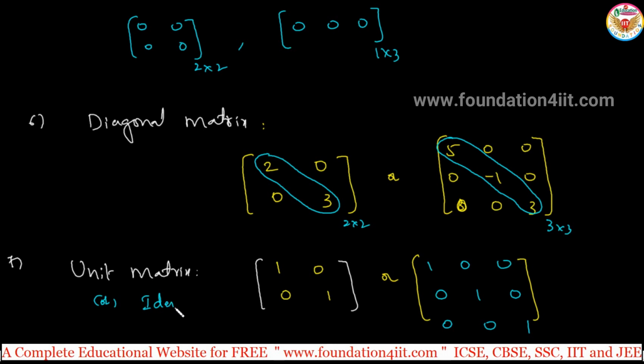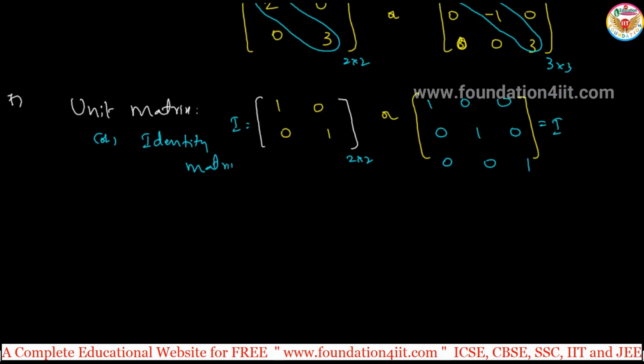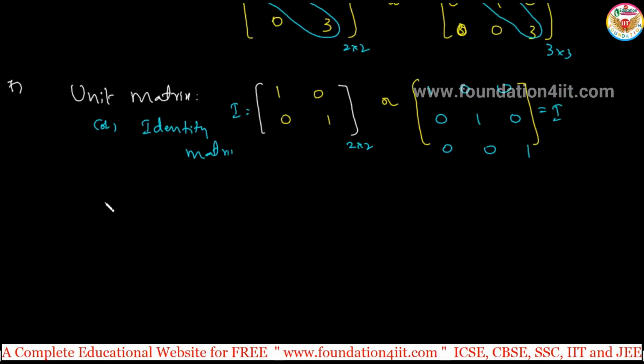You can call it an identity matrix. The identity matrix uses the capital letter I. So this is equal to I. This is a 2 rows, 2 columns identity matrix, and a 3 rows, 3 columns identity matrix. So these are the main 7 types of matrices. Additionally, I'll show you the transpose of a matrix.